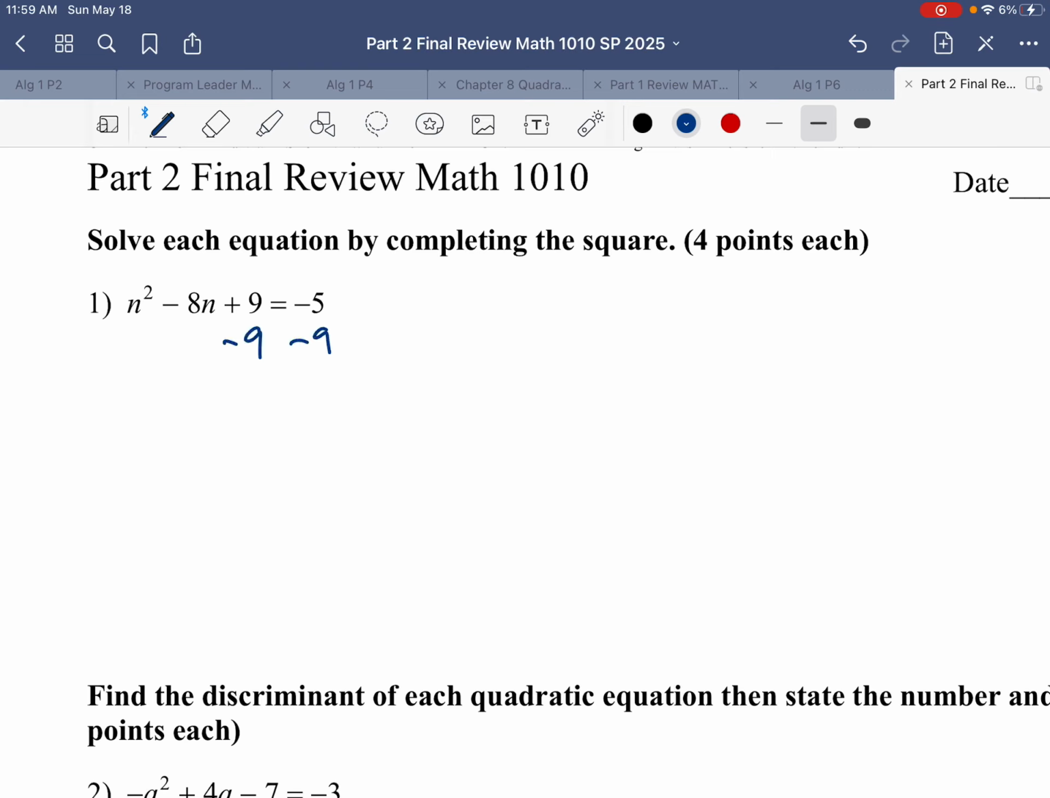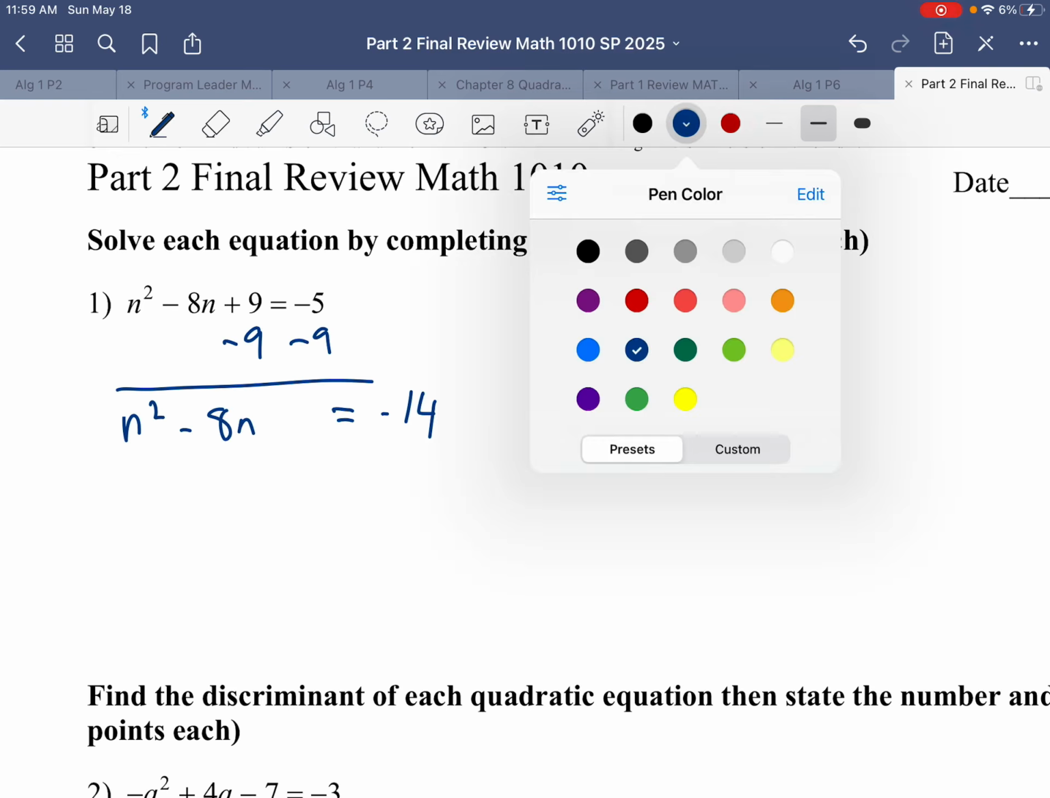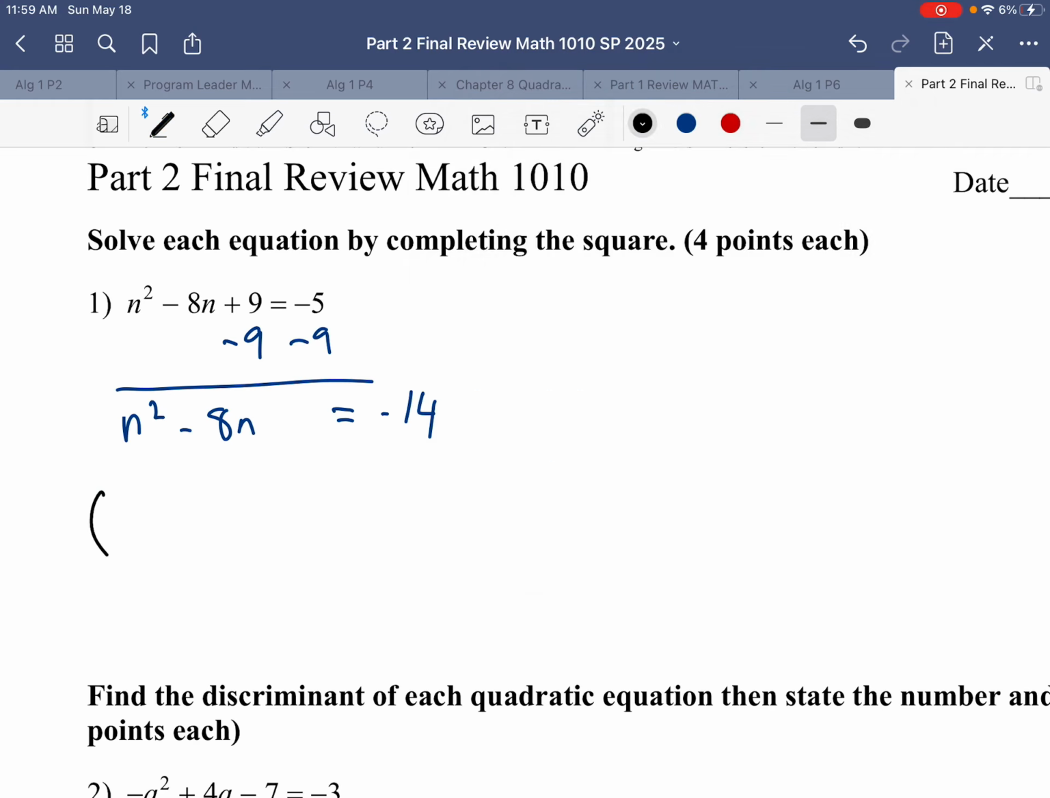I'm going to subtract 9 on both sides of my equation. n squared minus 8n is equal to negative 14. I want to be able to write the quadratic as a perfect square. So I'm going to divide b, the number in front of the linear term here.